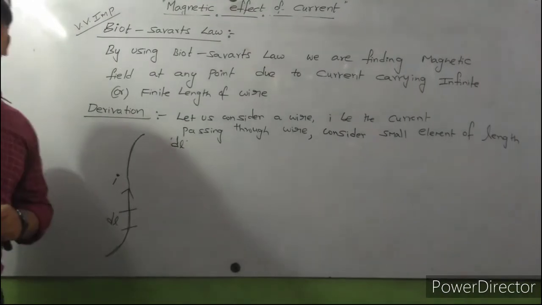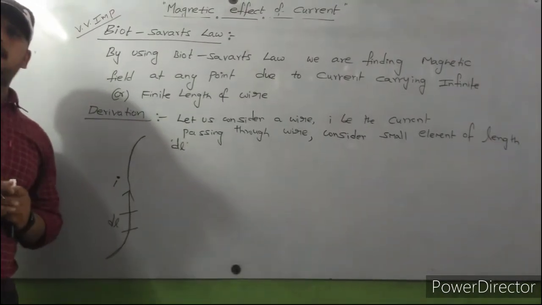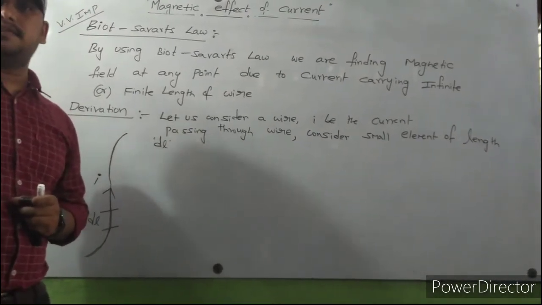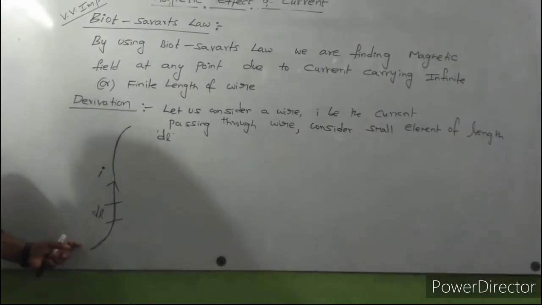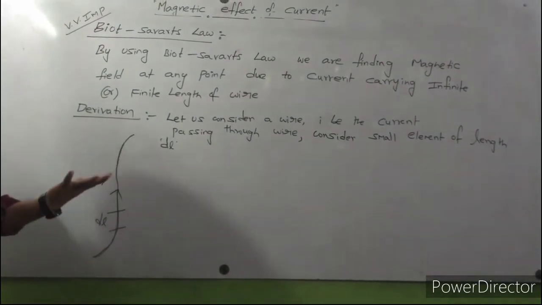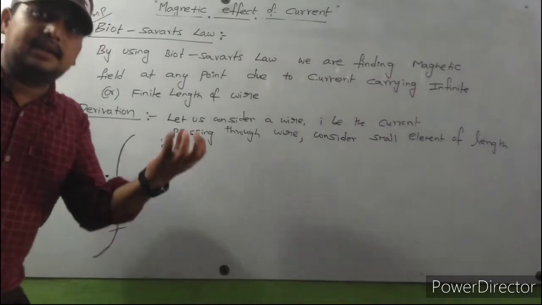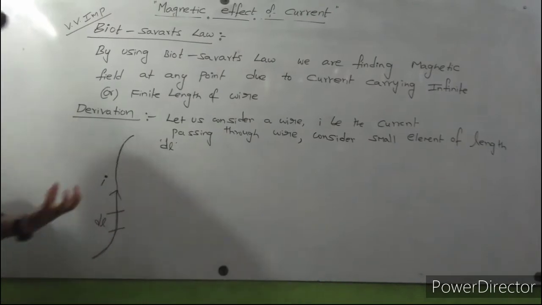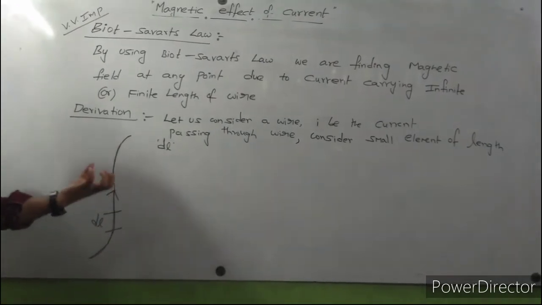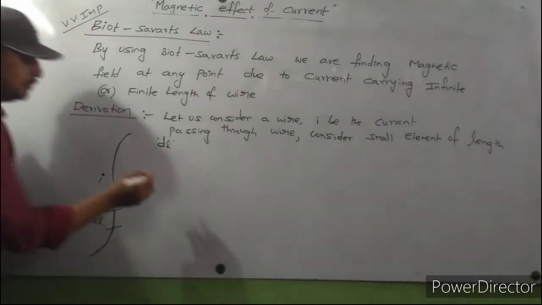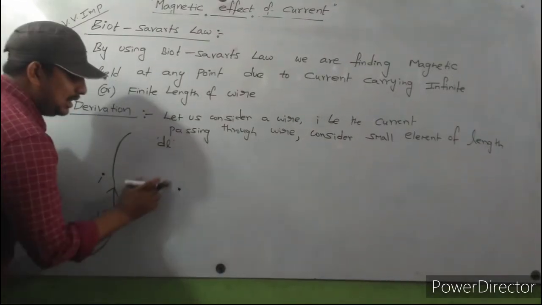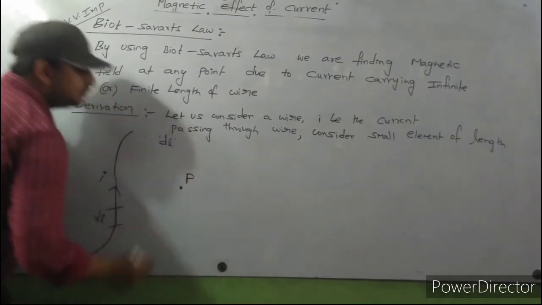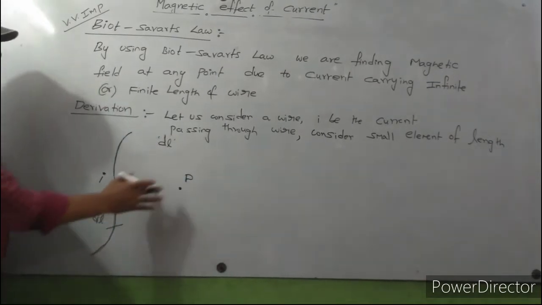So my dear students, you know already, according to Oersted, a current carrying conductor produces a magnetic field. Some current is passing through this wire, so definitely it will produce some magnetic field lines. Those magnetic field lines are acting at this point. For example, I consider this some point P.